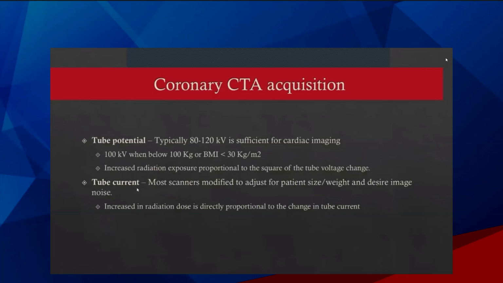Tube current: most scanners modulate to adjust for patient size, weight, and desired image noise. Increase in the radiation dose is directly proportional to the change in tube current. Generally, we'll try to use kV more than we would try to use mA. We still want to try to keep the dose low, so kV would be the thing you use first. If you need to increase the mA, the tube current, then you can do that. But you generally want to make sure that your scan time is very low.